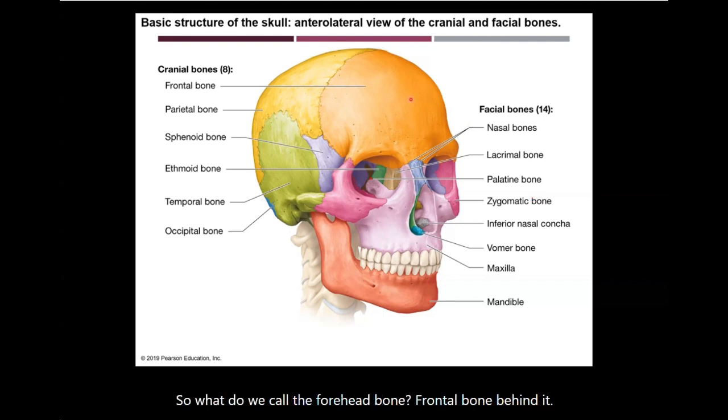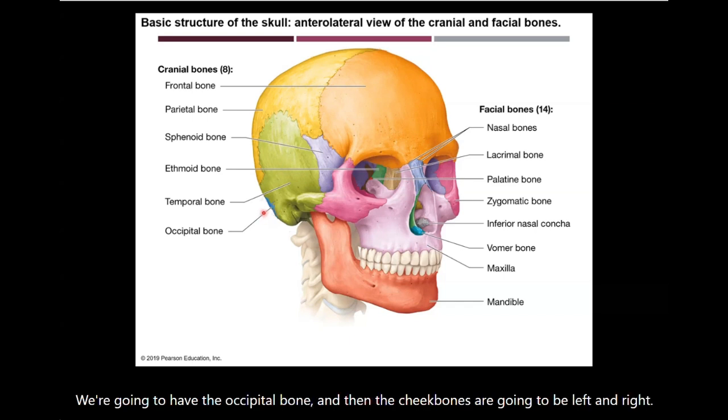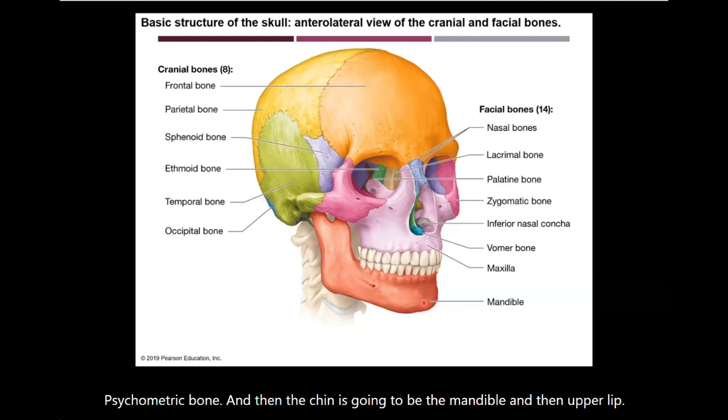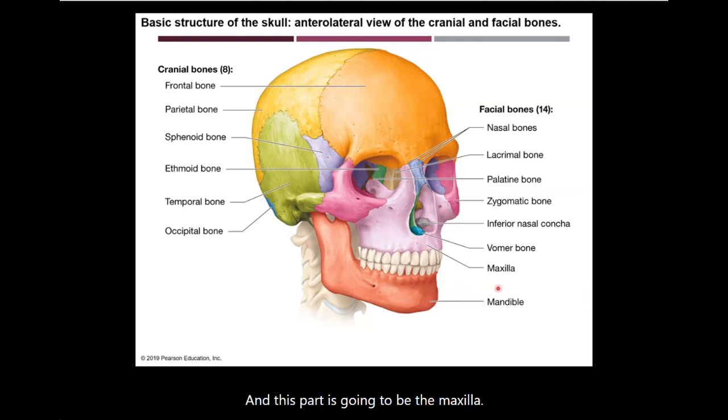So what do we call the forehead bone? Frontal bone. Behind it, we're going to have the left and right parietal bone. On the sides, we're going to have left and right temporal bone. All the way in the back, we're going to have the occipital bone. And then the cheekbones are going to be left and right zygomatic bone. And then the chin is going to be the mandible. And then upper lip, this part is going to be the maxilla.